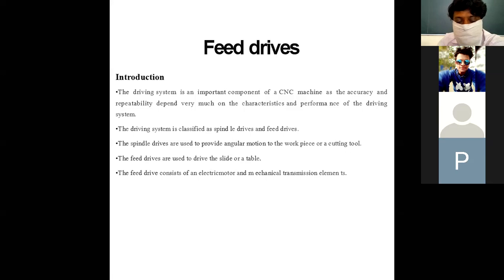Now in this, electric types of motors and mechanical transmission elements, it could be a gear type or it could be a pneumatic hydraulic type. The transmission elements are used in this. So this is just the introductory part of the feed drive.